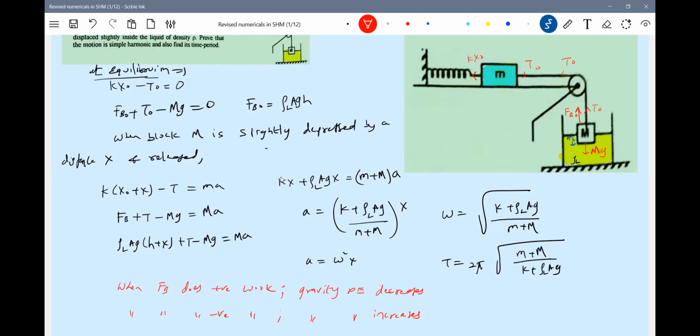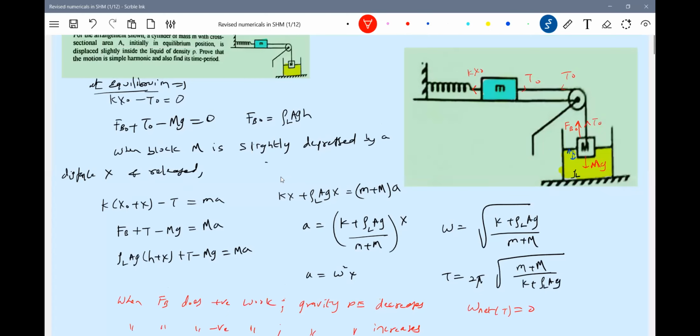Net work done by tension here, in fact, will be 0. Please do analyze. These are very important. Studying like this is something very important. Don't end up just with the answer. What's going on? What is all happening here?